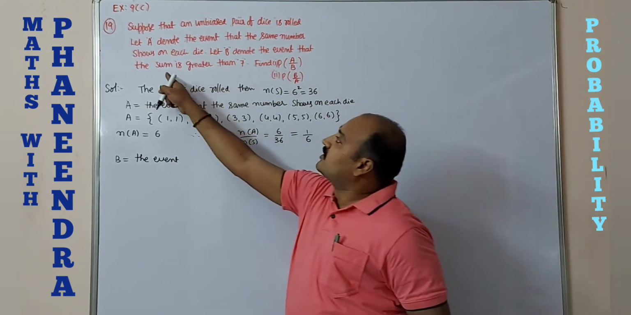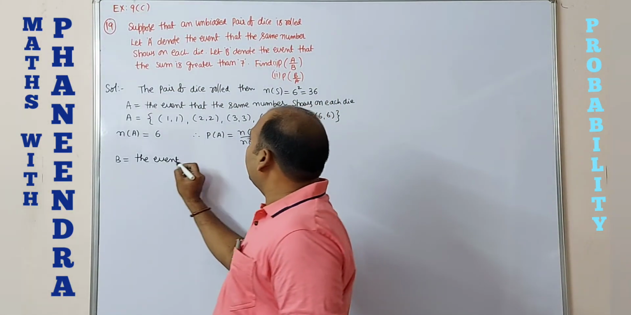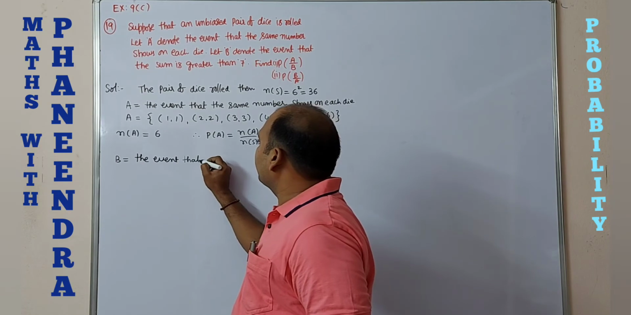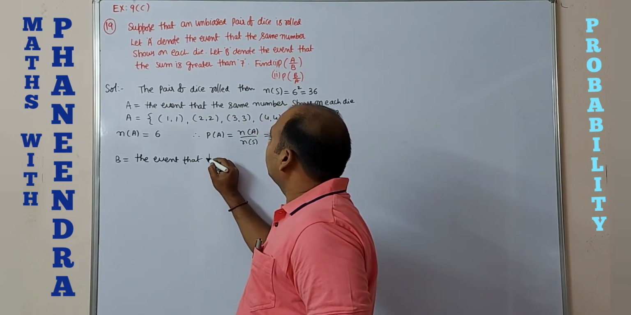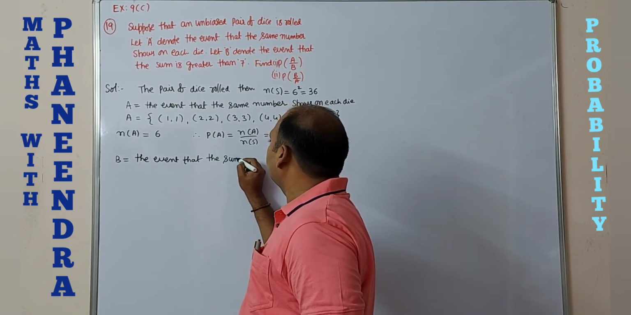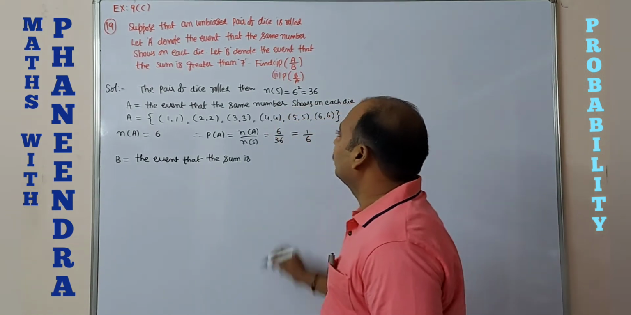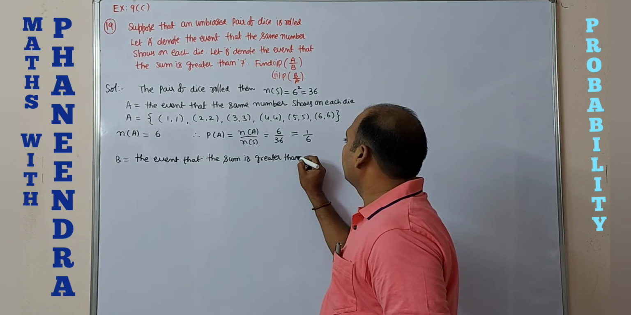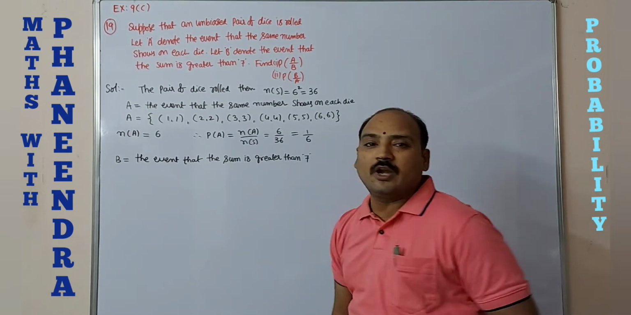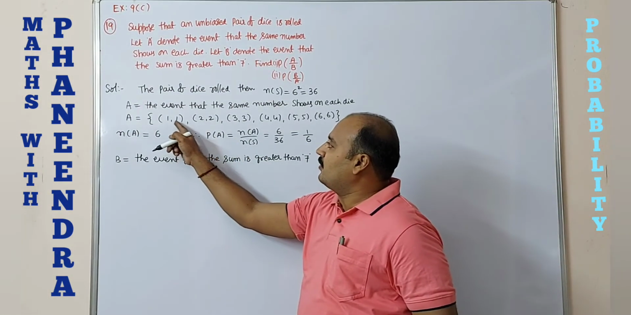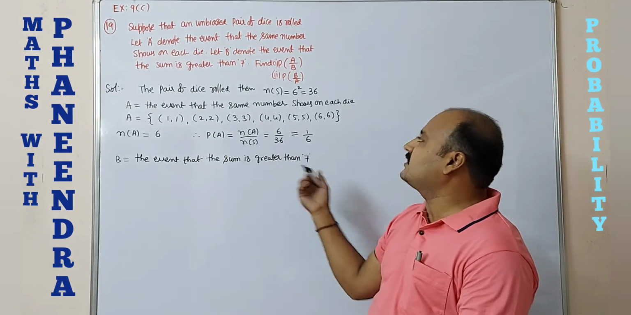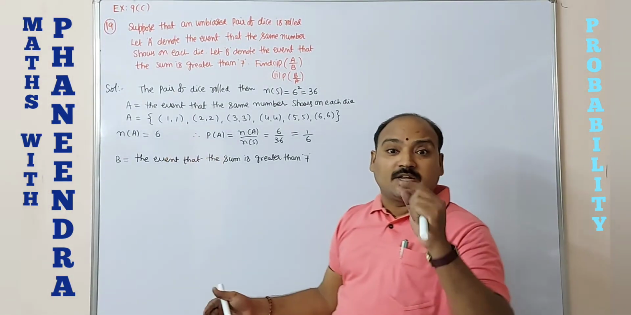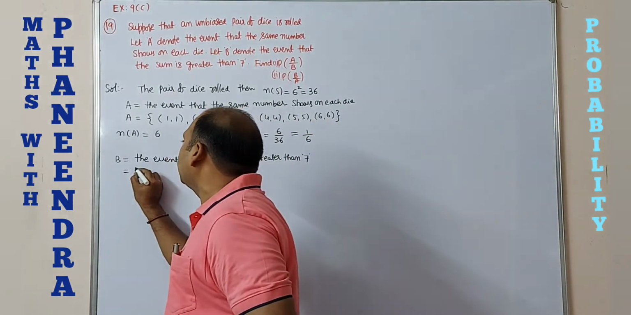Next, B be the event that denote that event sum is greater than 7. The event that the sum is greater than 7. So greater than 7, sum is number. So like 1 plus 1 is 2, it is not possible. Like this, whichever the number's sum on the dice is greater than 7, that you have to write it.